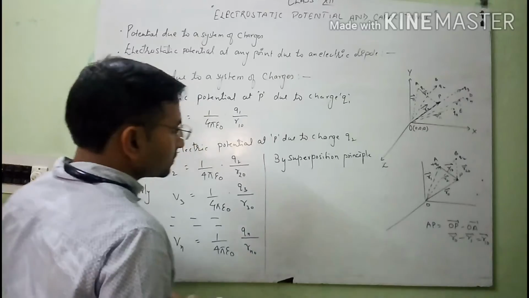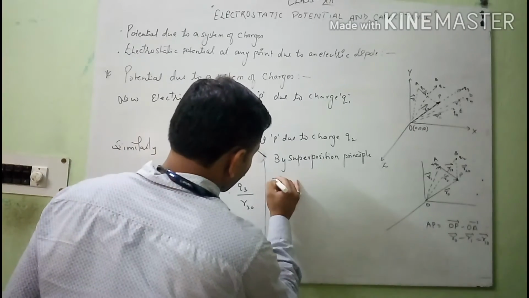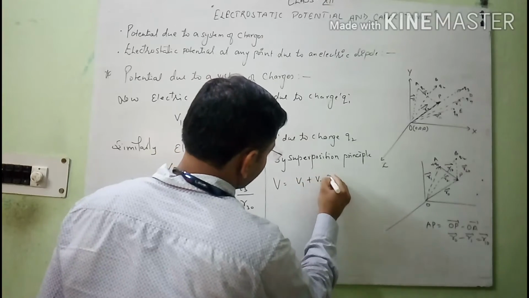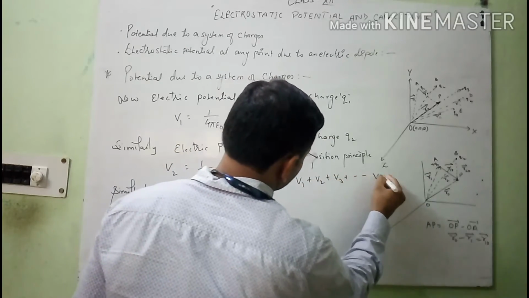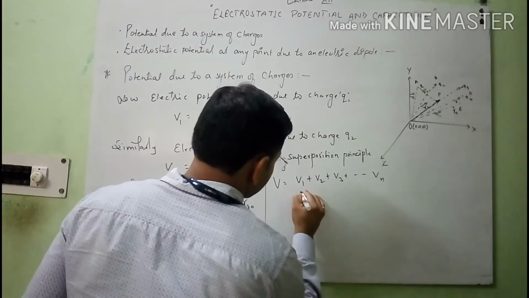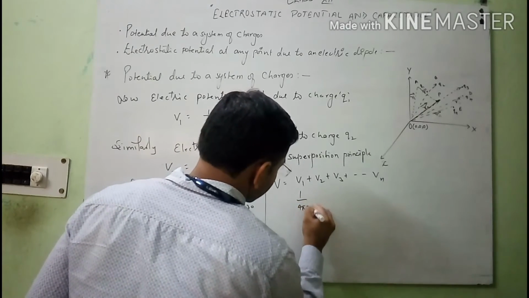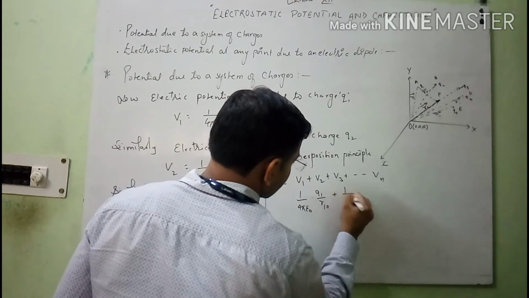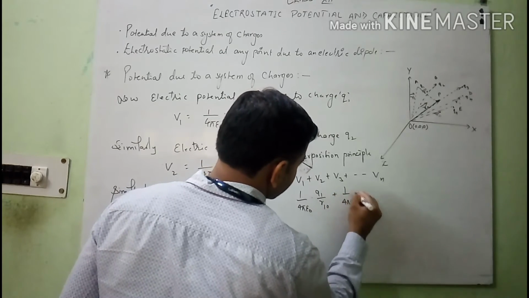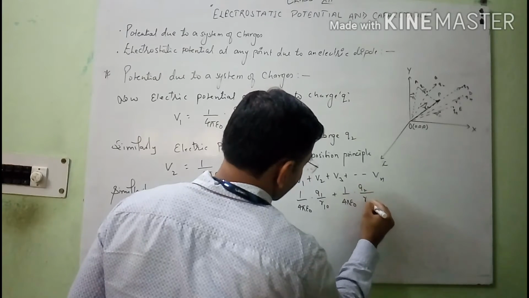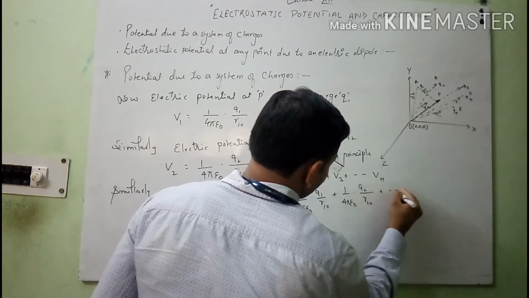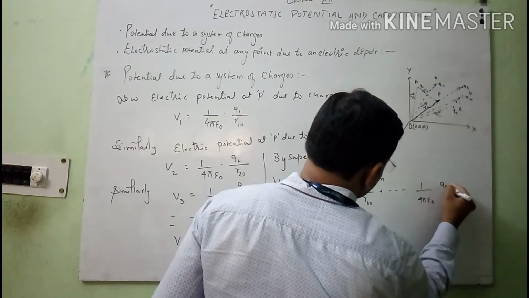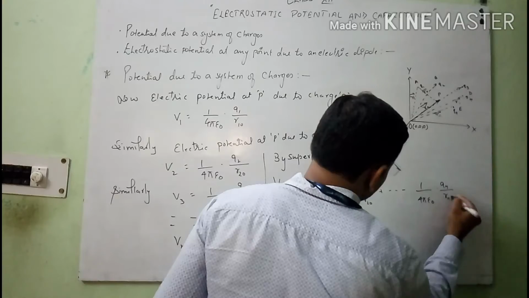So here by the superposition principle we can write the total electric potential at point P due to a system of charges as V1, V2, V3 up to Vn. You know that V1 is equal to 1 over 4 pi epsilon naught Q1 upon R1 naught, plus V2 is equal to 1 over 4 pi epsilon naught Q2 upon R2 naught, and Vn is equal to 1 over 4 pi epsilon naught Qn upon Rn naught.